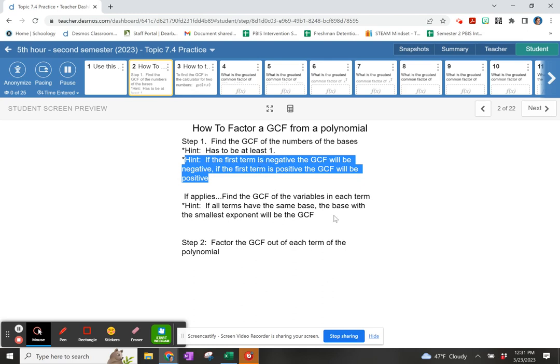Another thing that the calculator won't do, whether it's on Desmos or the Inspire, is tell you about the variables. If all terms have the same base, then the base with the smallest exponent will be the GCF.